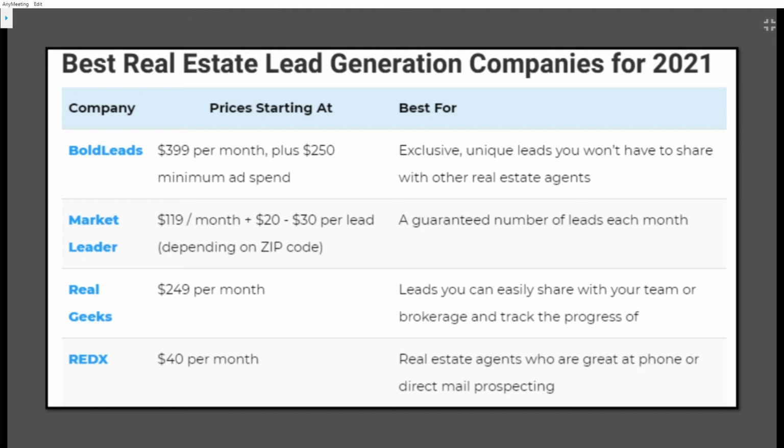Market Leader is $119 a month plus $20 to $30 per lead by zip code. They also do Canada, by the way. So by postal code, they guarantee you a number of leads each month. Each one of them guarantees you a certain amount of leads each month. Real Geeks, the same thing. So check them out. Pick up the phone. The first question you want to ask is, am I obligated to sign a contract? Ideally, you would like not to sign a contract, okay?